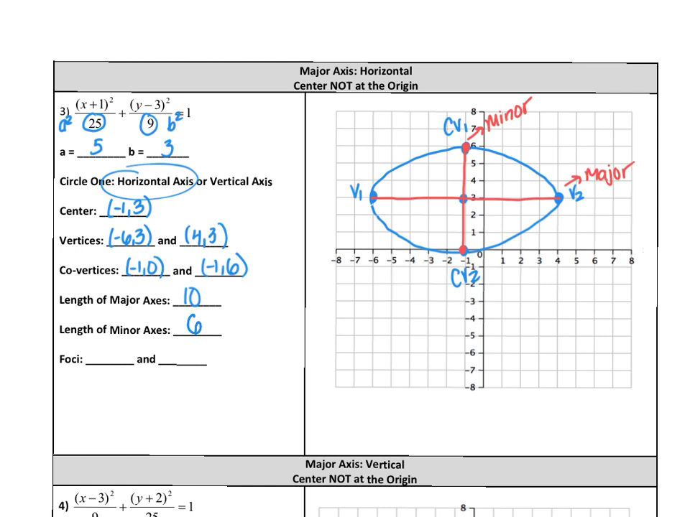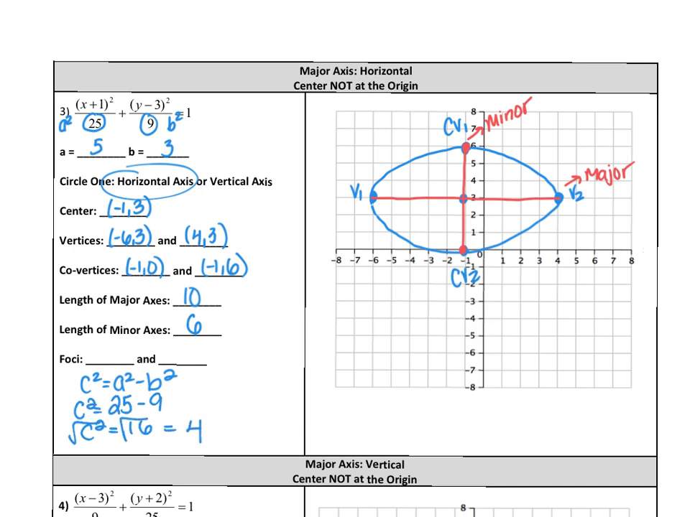And now the last thing that we need to find are our foci. So remember, we use the formula c squared equals a squared minus b squared. So our a squared is 25 and our b squared is 9. So 25 minus 9 gives us 16. And we take the square root of that to solve for c, and that gives us 4.